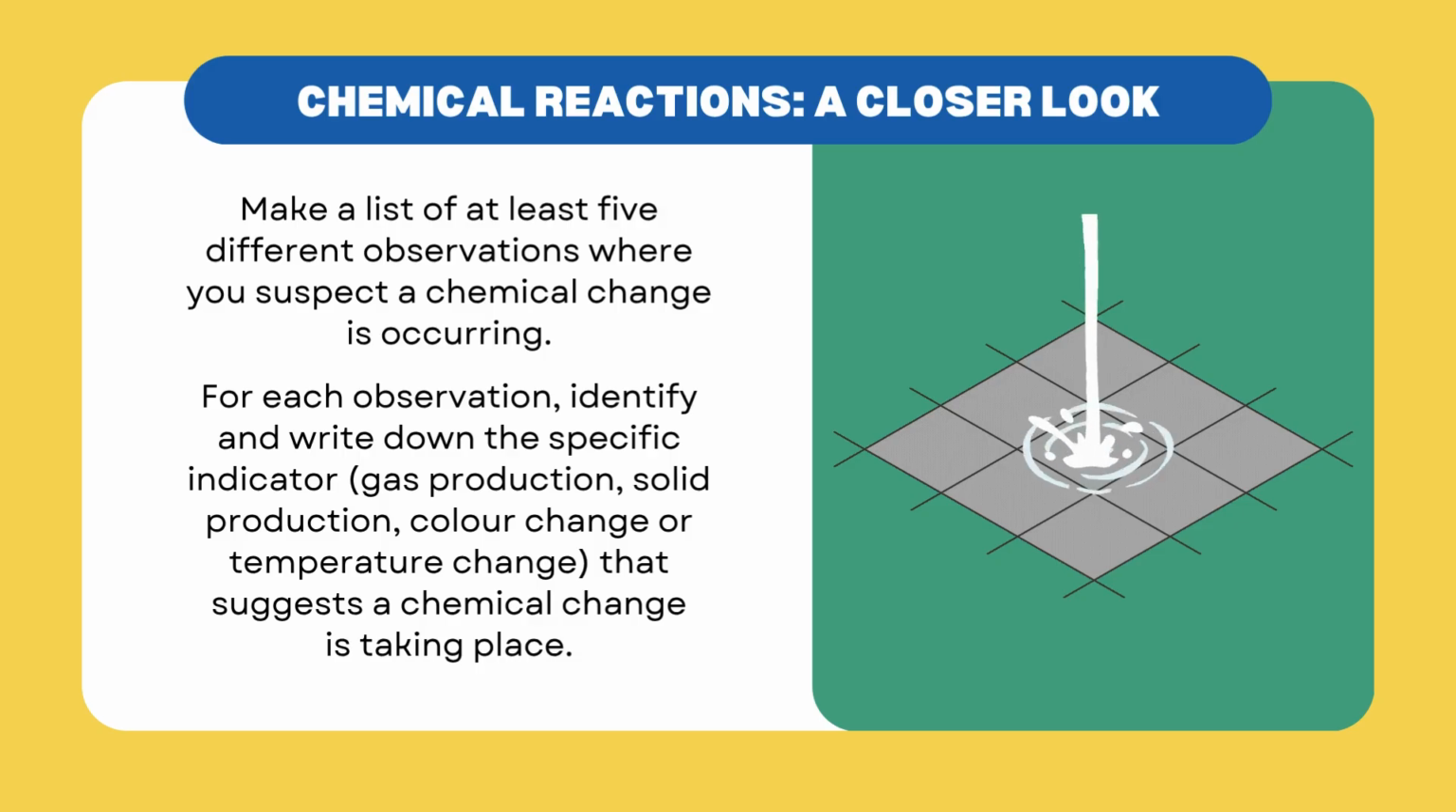To wrap up, let's take a closer look around us. Make a list of 5 situations where you think a chemical change is happening. For each one, try to identify the specific indicator. Was there a gas produced, a solid formed, a color change, or maybe a temperature shift?